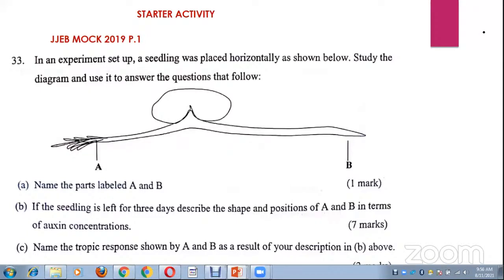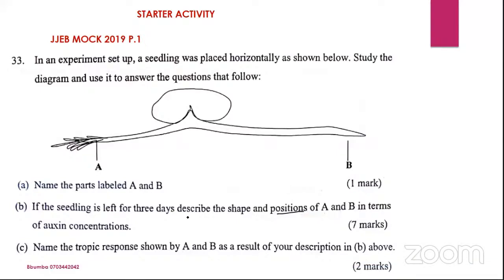Then part B says if the seedling is left for 3 days, describe the shape and position of A and B in terms of oxygen concentration. Remember, I told you to describe means to paint a picture of something in words. You can see 7 marks. That means for A, the shape and position will have 3.5 marks, and then B, the shape and position will again have 3.5 marks.